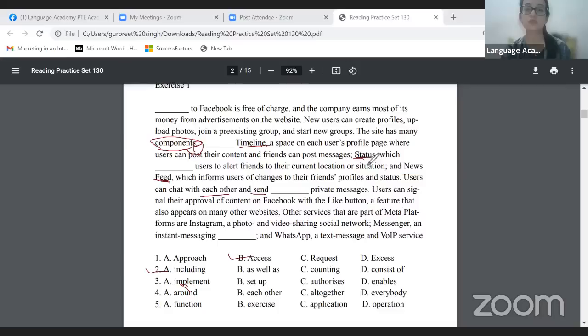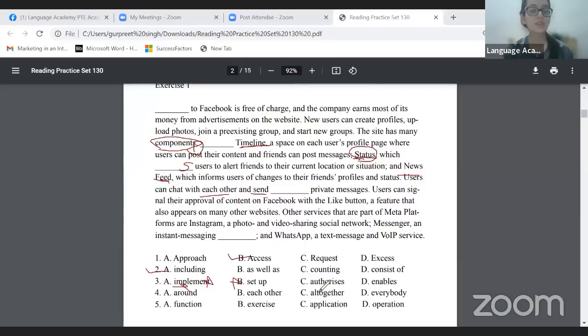So status would be considered as a singular noun. So we need a verb with S here. Status with implement is without S. Setup is without S. So these cannot be the answer. Status which authorizes. Authorizes means gives permission. Like I have authorized the access to you. Authorized means given. And status enables.